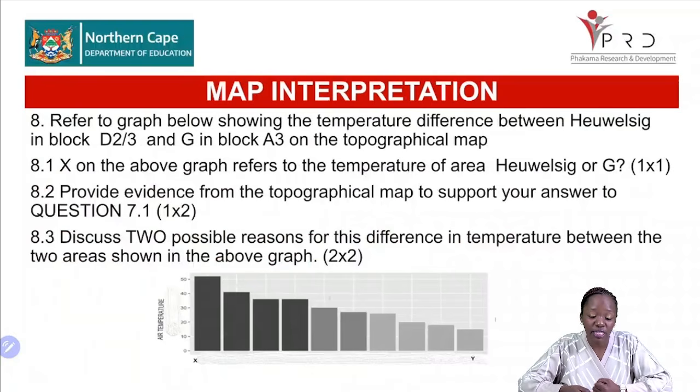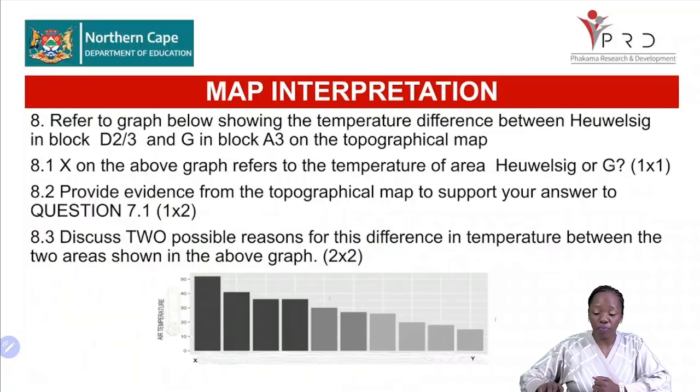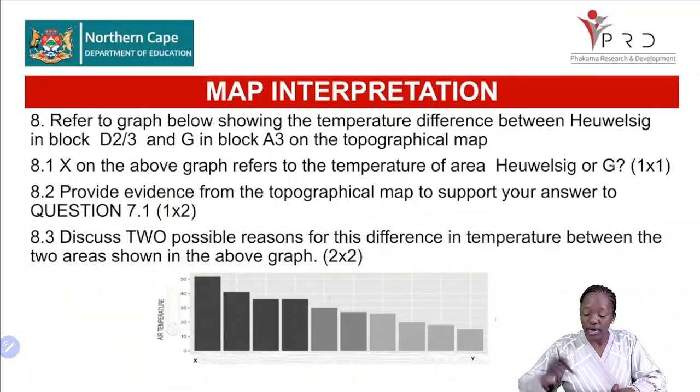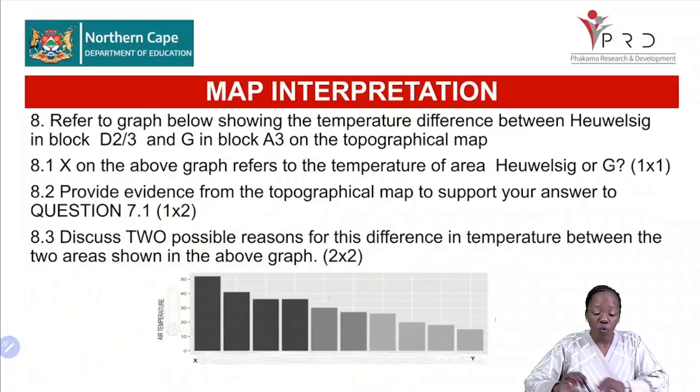Then we're looking at our question number 8. It says, refer to the graph below showing the temperature differences between your houses as well as in block D2 or D3 and G in block A3 on the topographical map. We then again go back to the topographical map. We are looking at your block D2 as well as your block D3, and you're comparing it with your block A3. Let us see the questions. We've got 3 questions there, and what you see on the graph is what is on the map.